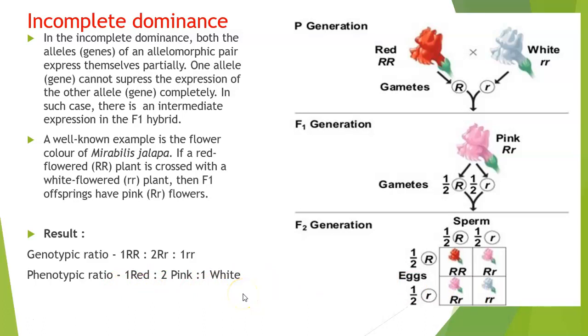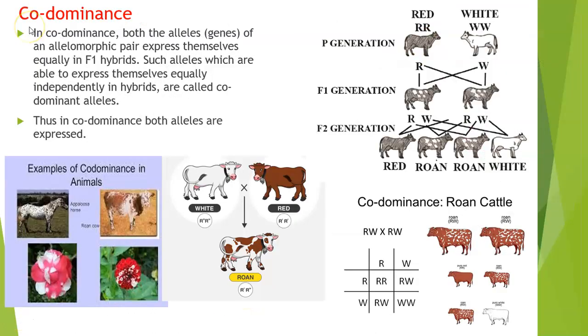The next intragenic interaction, students, is codominance. Now in codominance, both the alleles, that is the genes of an allelomorphic pair, express themselves equally in the F1 hybrid. Such alleles which are able to express themselves equally and independently in a hybrid are called codominant. Codominant means both are equally dominant. Neither is one allele suppressing the expression of the other allele, nor are both expressing themselves partially.